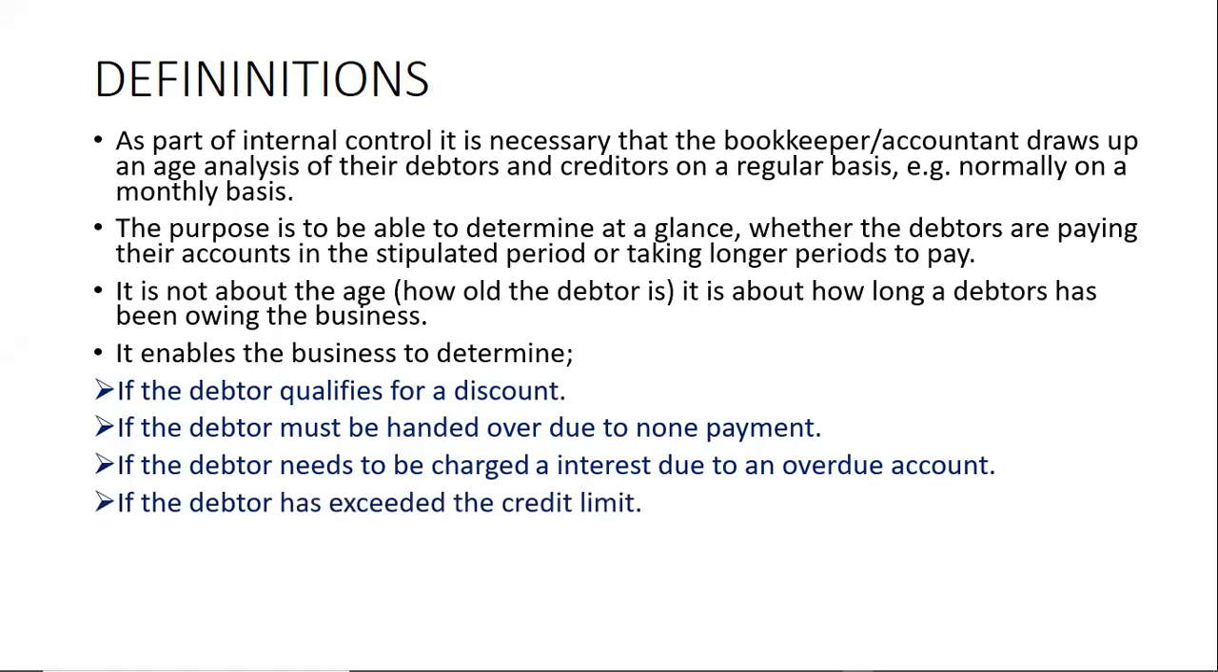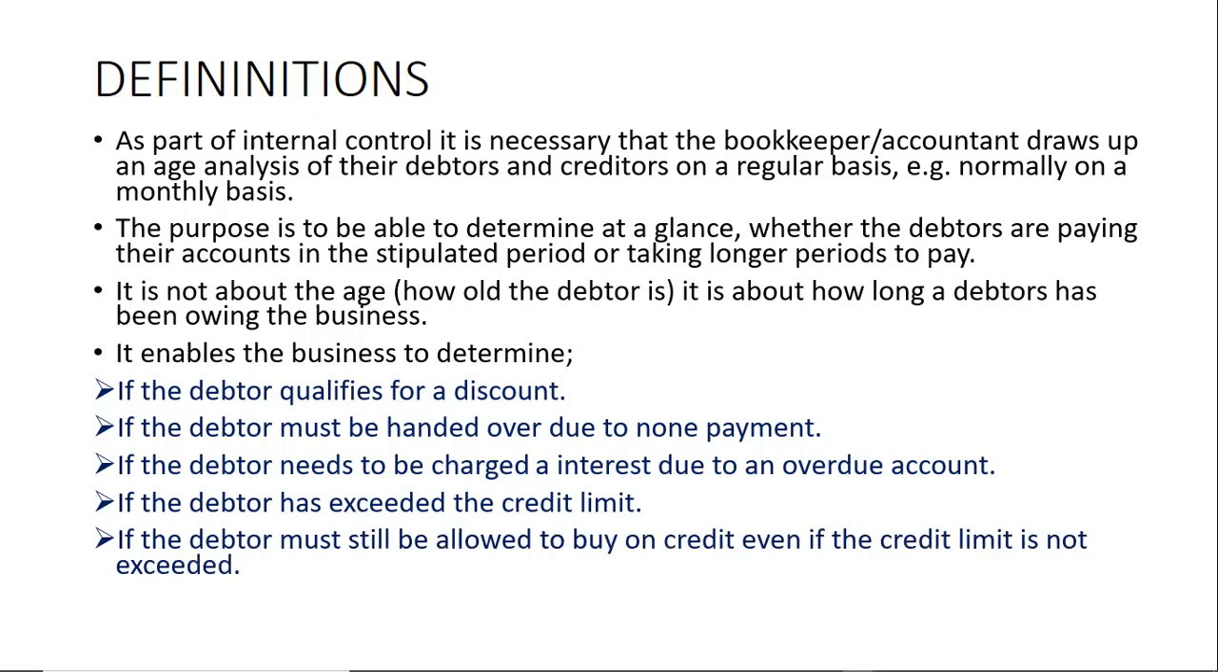Now, it also helps us to determine if the debtor has exceeded the credit limit, and I will explain what a credit limit is shortly. It also helps determine if the debtor must still be allowed to buy on credit even if the credit limit is not exceeded. Please note that the company can stop a debtor from buying on credit even though the credit limit has not been exceeded. What is this credit limit?